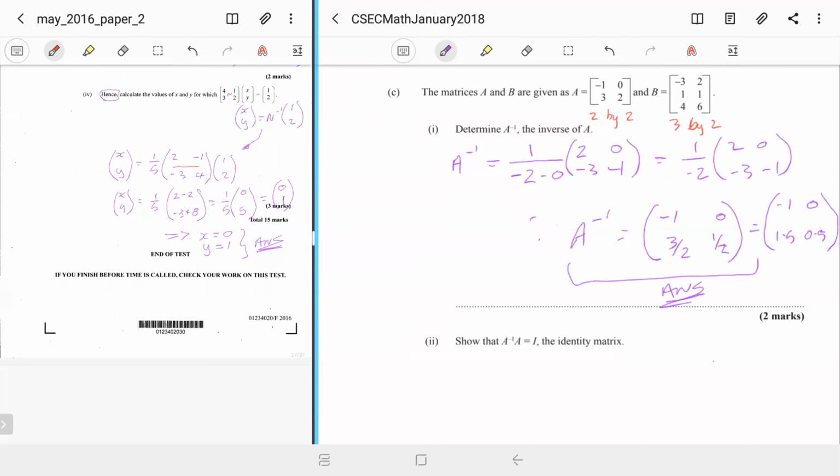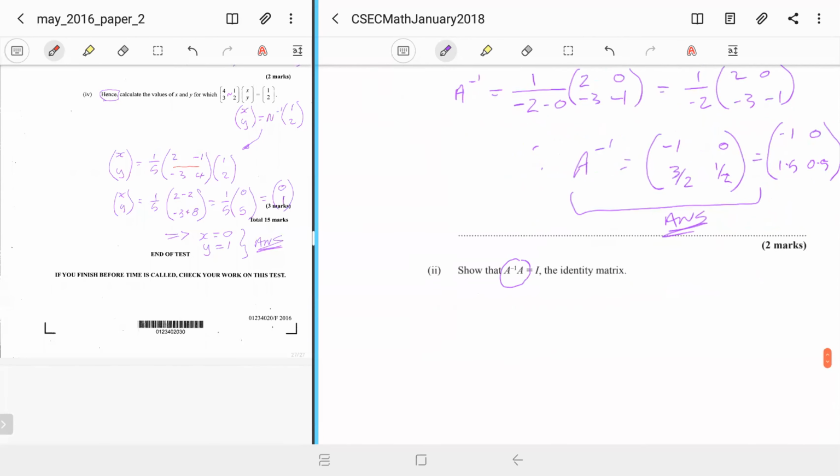Good. Next part. Show that A to the -1 times A equals I. You have to know that I is the identity matrix, 1, 0, 0, 1. I told you I like to ask that question. Remember I told you earlier today? See it there for yourself now. I ask this all the time, and you also have to know what the I is: the identity matrix.